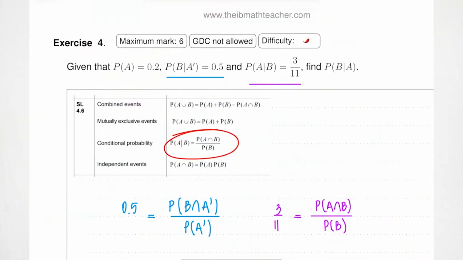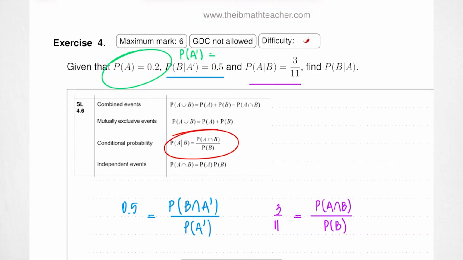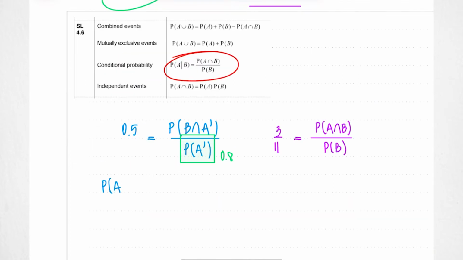However, given that the probability of A is 0.2, we know for a fact that the probability of not A, which is the complement of A, is 1 minus 0.2. So in this case, 0.8. Now notice that we can use it here and find our probability of B and not A as 0.5 times 0.8, also known as 0.4.